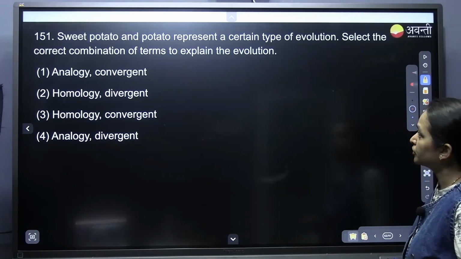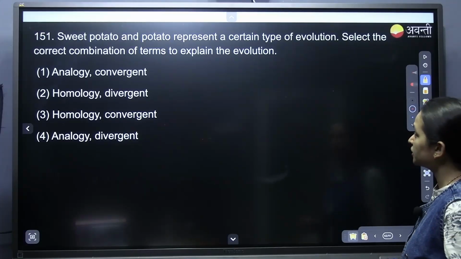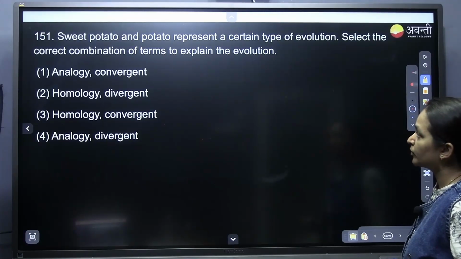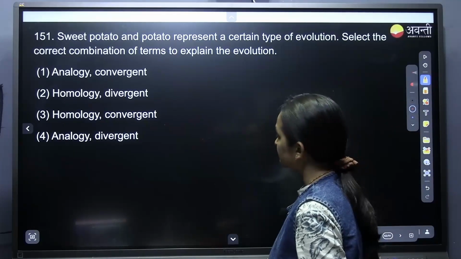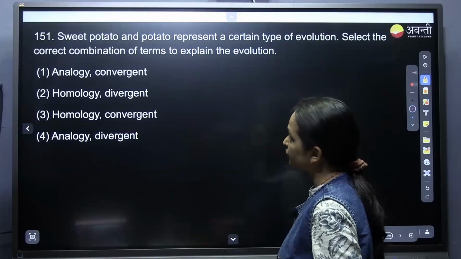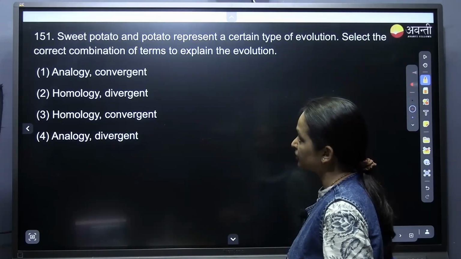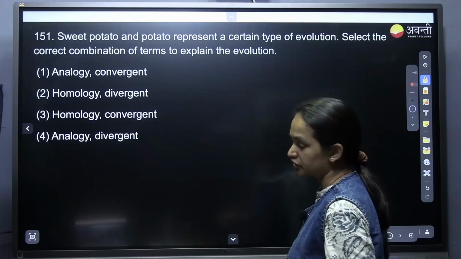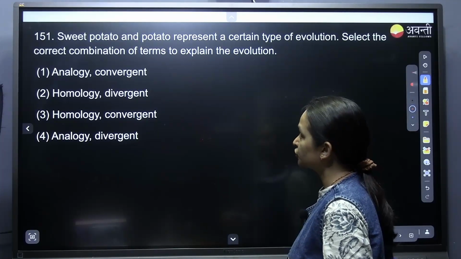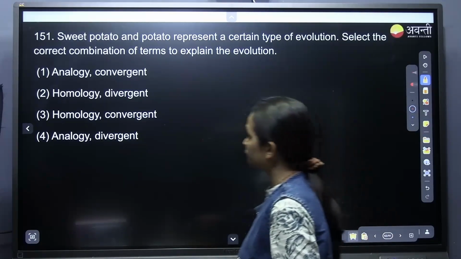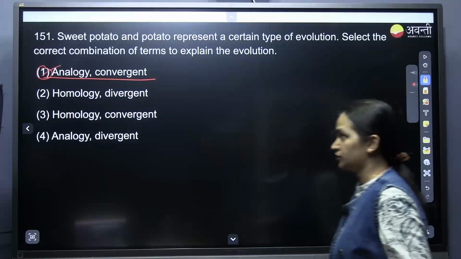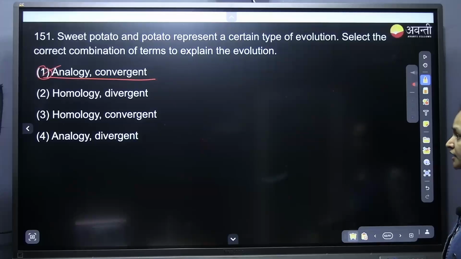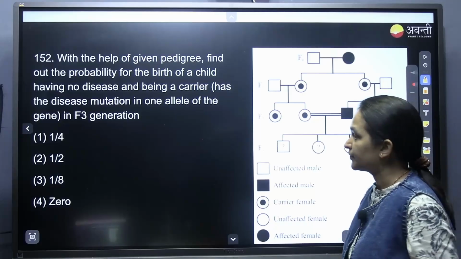Sweet potato and potato present a certain type of evolution. Select the correct combination in terms of explanation to explain the evolution. Sweet potato and potato are different structures but similar function. The function is to store food, but they are different structures, which is analogy, and it is convergent evolution. Analogous organs, and it is convergent evolution. Okay, now solve the question.